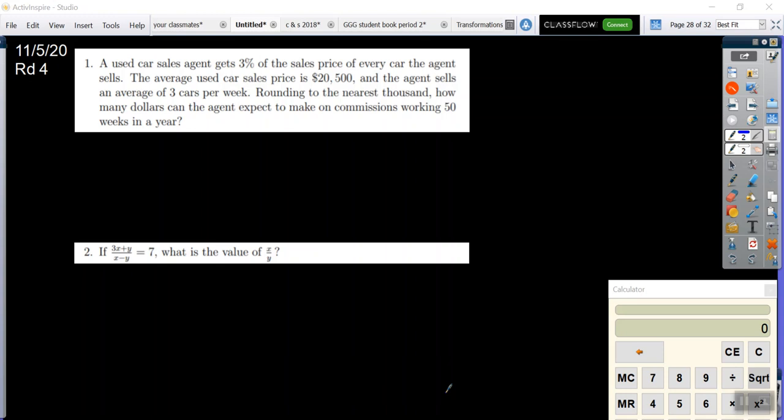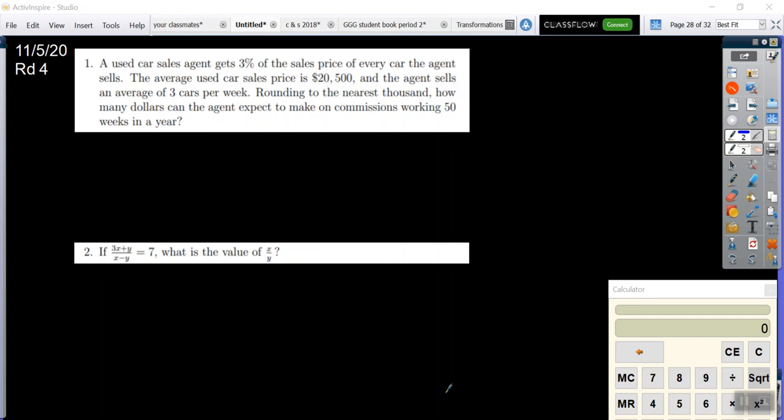We're taking a look at Math Madness round 4 for middle school. Problem number 1. A used car sales agent gets 3% of the sales price for every car the agent sells. The average used car sales price is $20,500, and the agent sells an average of 3 cars per week. Rounding to the nearest thousand, how many dollars can an agent expect to make on commission if they work 50 hours a week?